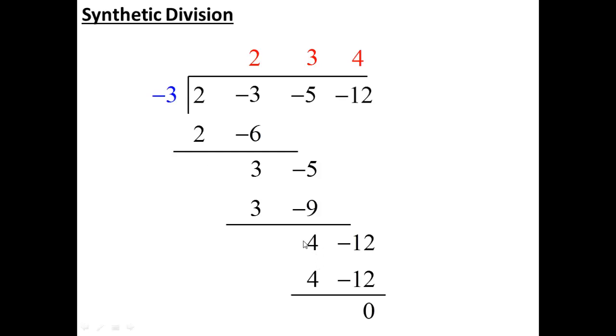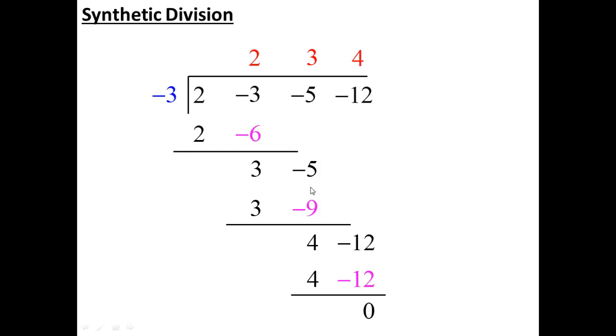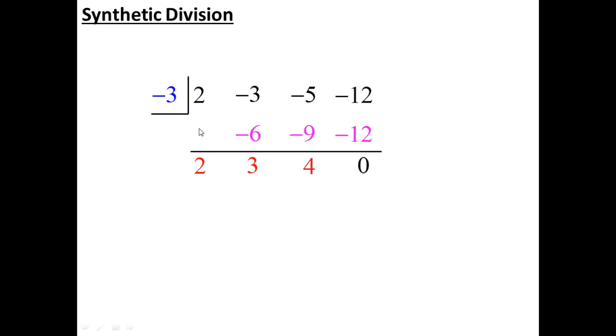What's really important in this algorithm are these numbers right here. The -6, the -9, the -12 really dictate what that next row is going to look like. So if I only keep the numbers that I need, again, the -6, the -9, the -12, the numbers I started with, the answer, and what I'm dividing by, I get something that looks like this. And this hopefully is what you recall as the synthetic division algorithm.